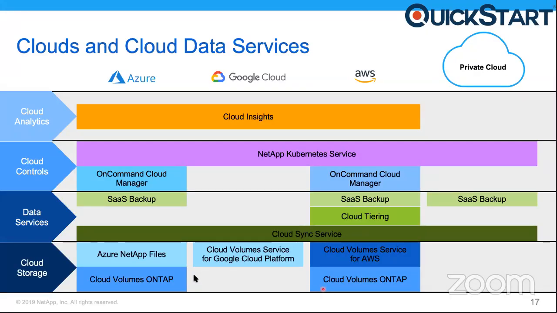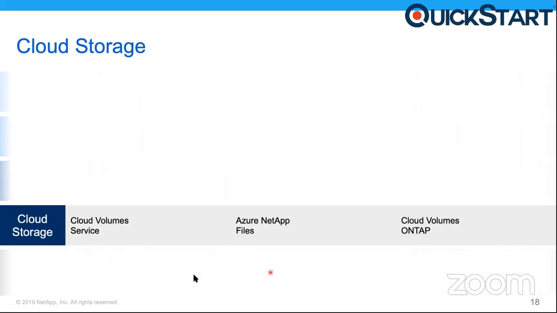So yeah, when it comes to cloud storage, as you can see right here, we're going to be working with Cloud Volumes ONTAP, right? We're going to be working with Cloud Volume Services for AWS or for Azure. It's called Azure NetApp Files, right? And we also offer something for GCP, as you can see right there, Cloud Volume Service.